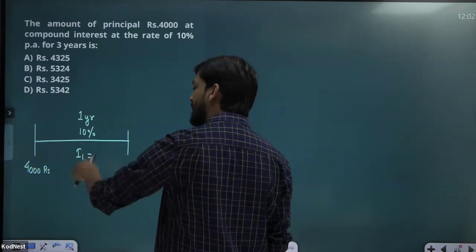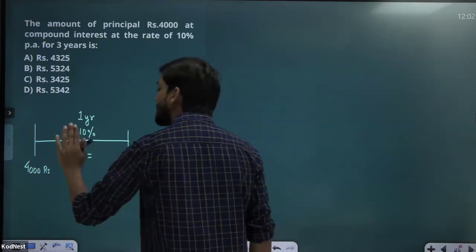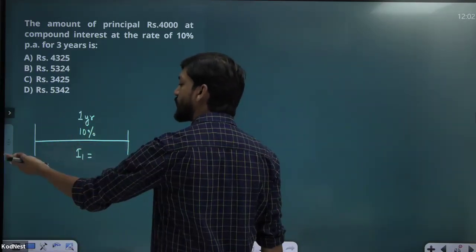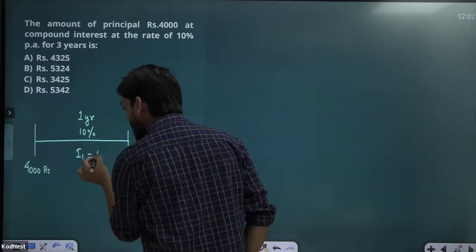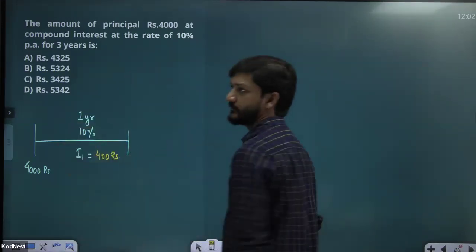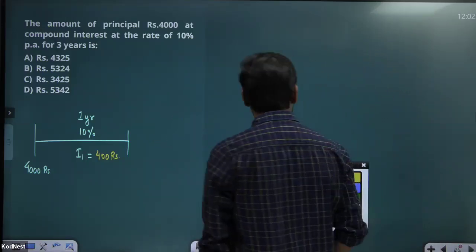So there is no extra. Think it this way, my dear. There is only principal. So calculate 10% of principal. Previous interest is not there, so don't think about it. So 10% of 4,000, that is 400 rupees. Okay. Now, first year calculation done. Second year.